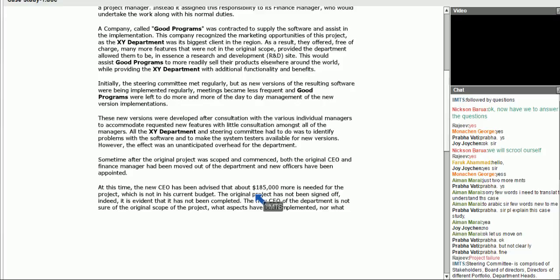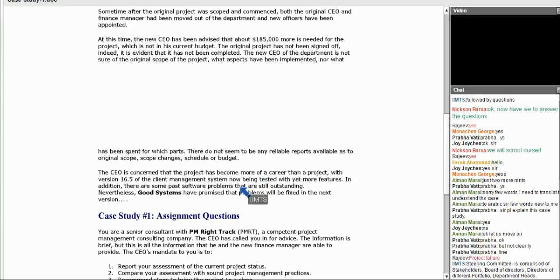So the original product has been signed off. Indeed, it is evident that it is not being completed. The new CEO of the department is not sure of the original scope of the project, or what aspects have been implemented. He is totally new to the project, and the additional budget required for completion is outside his current budget range. And there do not seem to be any reliable reports available on original scope changes, schedule or budget. So the CEO is concerned that the project has more of a career than a project. Since he is the CEO, total ownership and responsibility is on his head, and he has to get this project completed.